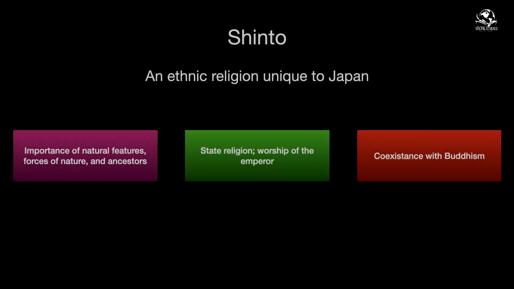So Shinto is an ethnic religion unique to Japan. So if you try to start a Shinto club at your school, ninjas will come and knock you out. I'm just kidding. But no, it is an ethnic religion unique to Japan. You won't find it in other places. However, there's the importance of natural features, forces of nature, and ancestors. All of these play into Shinto.